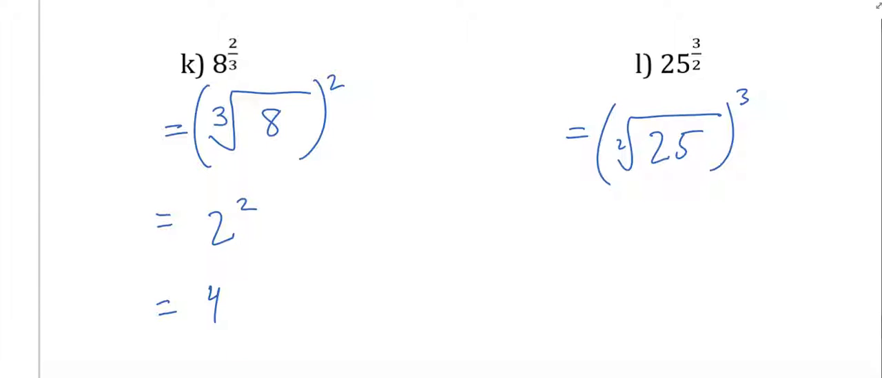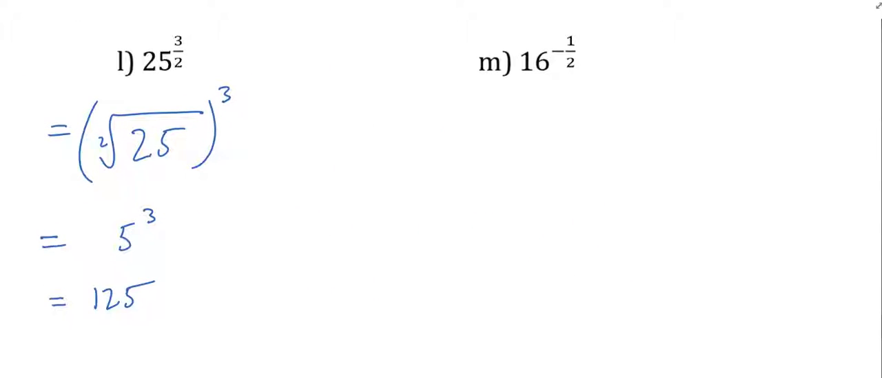Now mixing negatives and radicals. What does the negative do? Nanette, what does the negative do? Flips it. Very good. So I would just do that: 1 over 16 to the 1/2. Right? So the negative is gone, and then everything stays the same.